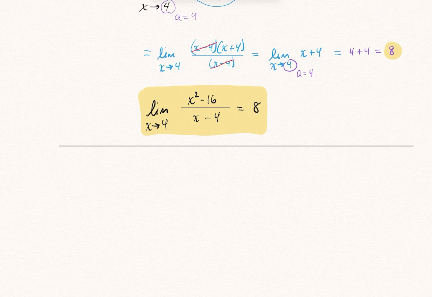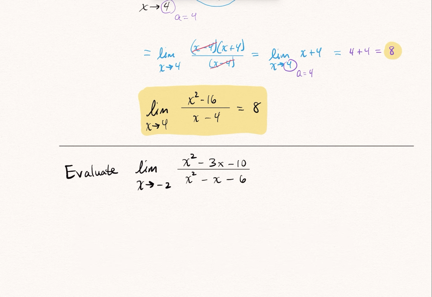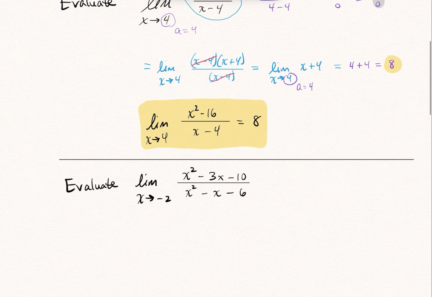Okay, this next example is slightly more difficult, but not that much more difficult, and employs the same technique. We should never assume that this is going to be the 0 over 0 structure. We should confirm. So we plug in x equals a, and we just see what happens.